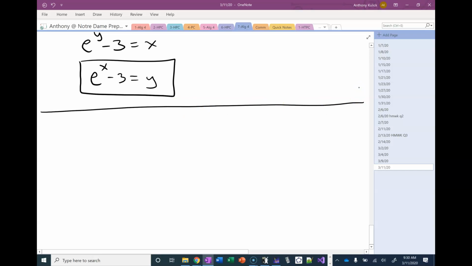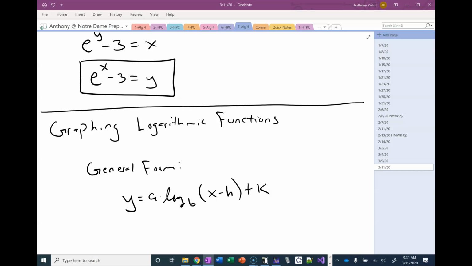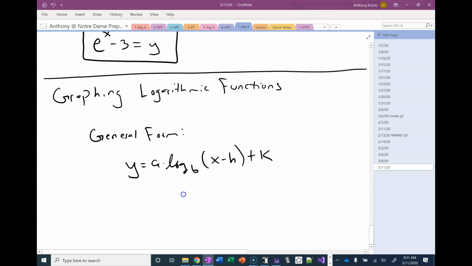And the last topic I want to look at today is graphing logarithmic functions. The general form for a logarithmic function is a times log base b of x minus h plus k. Guess what these a, b, h, and k do? They perform the same transformations that we've talked about a bunch of times. I'm not going to write them down again, but we've mentioned this, I don't know, 3 or 4 times now this year.